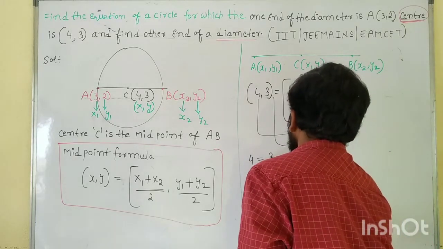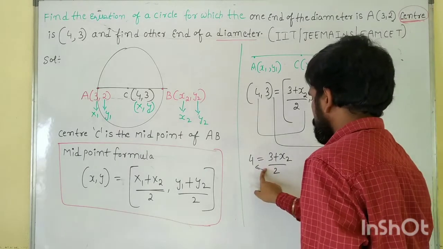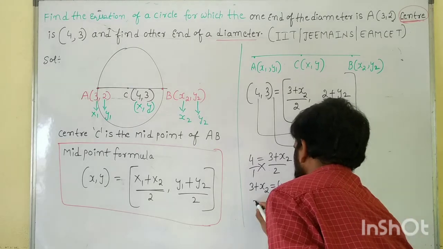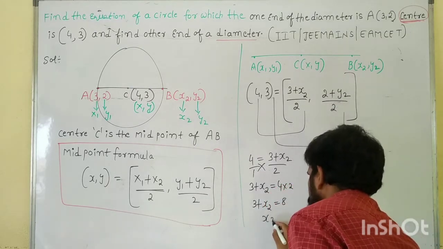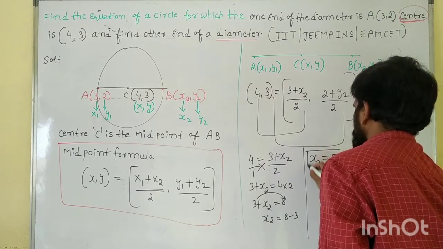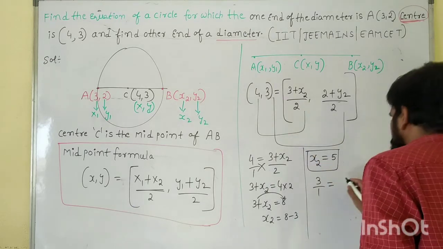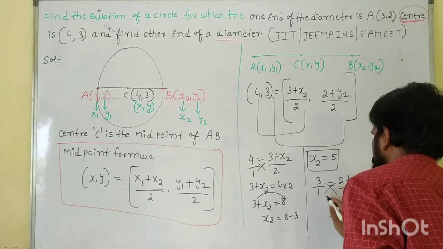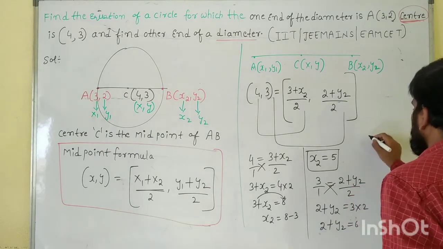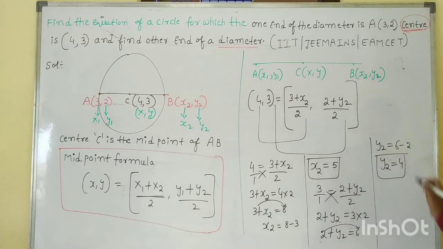For x: 4 equals 3 plus x2 by 2. Cross multiplying, 3 plus x2 equals 4 into 2, which is 8. Then x2 equals 8 minus 3, so x2 equals 5. For y: 3 equals 2 plus y2 by 2. Cross multiplying, 2 plus y2 equals 3 into 2, which is 6. Then y2 equals 6 minus 2, so y2 equals 4.